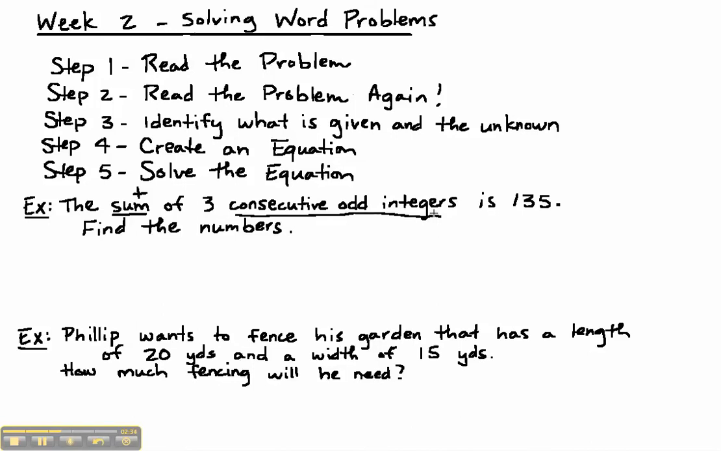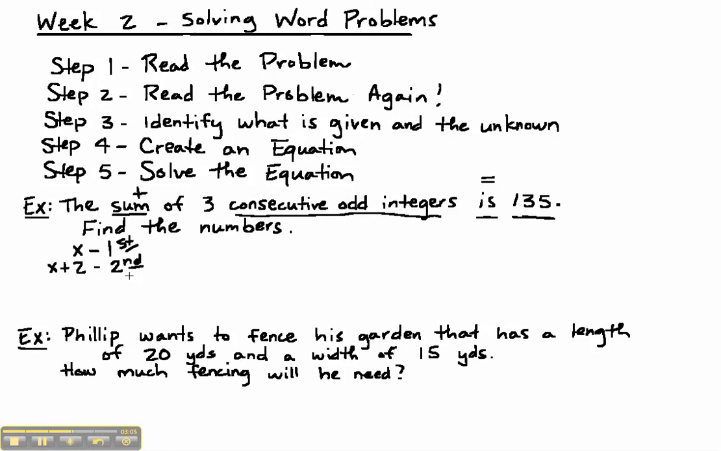So we're trying to find those three consecutive odd integers where the sum is 135, and "is" is a keyword for equal to. So we don't know what these consecutive odd integers are, so we are going to identify those. We'll let x be the first consecutive odd integer. And so if x is the first odd integer, then the second odd integer would be x plus 2.